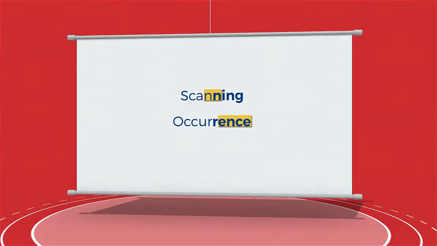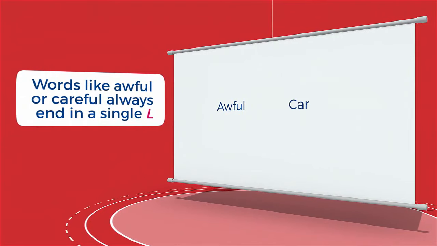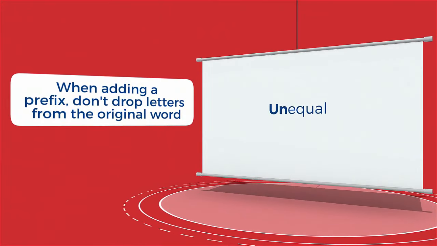And finally, there are some hints for suffixes and prefixes. The suffix full can be tricky. So keep in mind that words like awful or careful always end in a single L, even though the word full has 2. And when you add a prefix, you don't drop letters from the original word. So equal becomes unequal without any changing to the spelling in the base word equal.